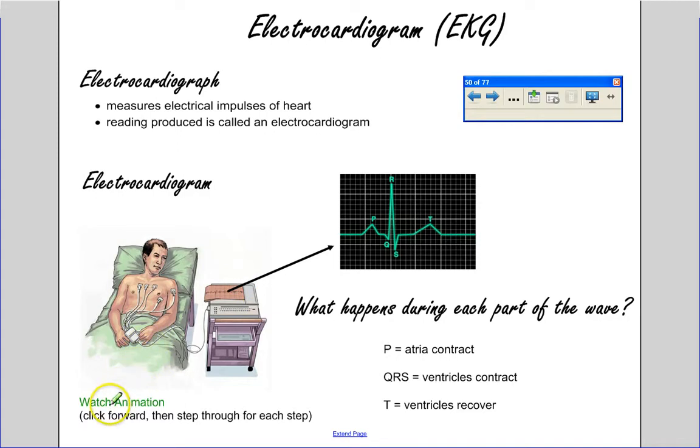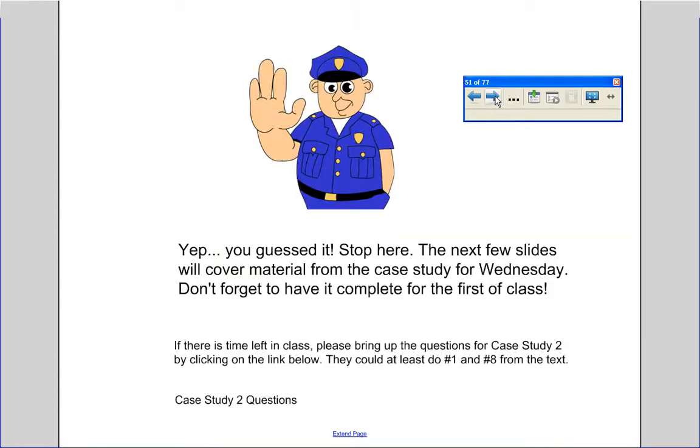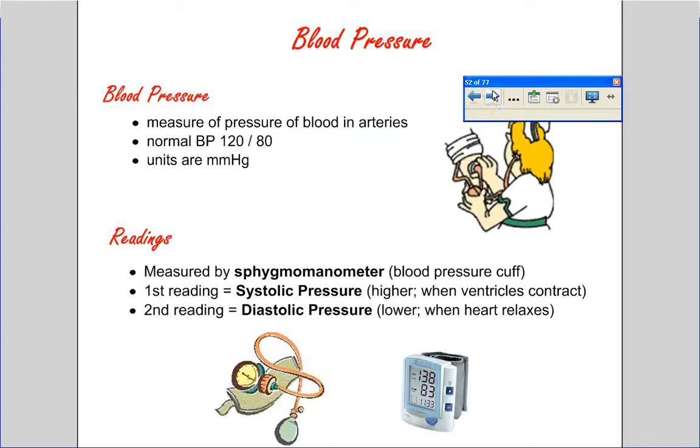Okay, so this little animation is another animation that you can watch to see it in action. Makes it a little more interesting and exciting, but I'll let you watch that on your own so that you don't have to listen to this for a long time. Okay, so that brings us to blood pressure, which will be in the next video.